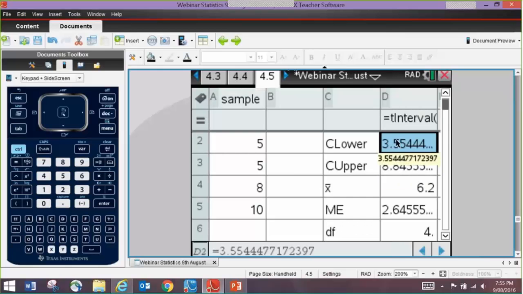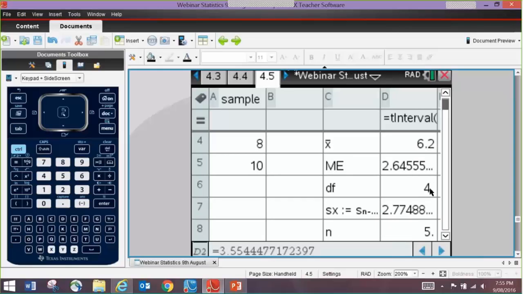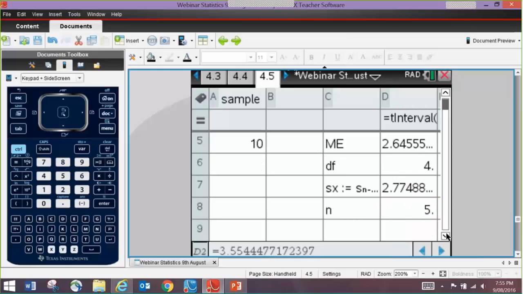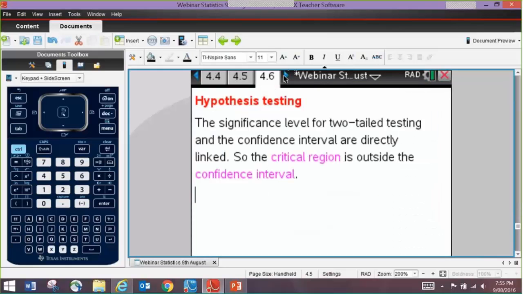So I get my lower and upper values, but more than that, it actually tells me a bit more information about that data set because it tells me the mean, the sample mean, tells me the degrees of freedom because there were 5 units in my sample, the degrees of freedom being 1 less than that, and it tells me my unbiased estimate of the population standard deviation. So we've got all that information there. The ME is a margin of error. We don't tend to do much with that.